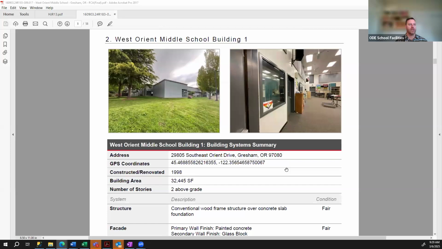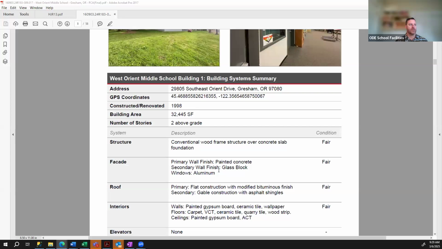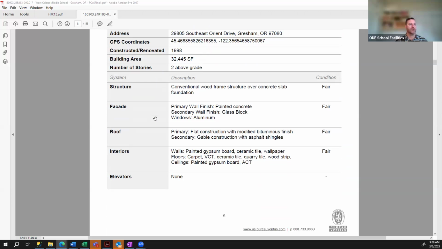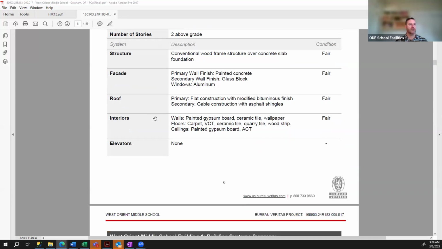All right, so then we get into the individual buildings within the report. It's in no particular order. Usually they just break them out here. So West Orient Middle School gives you the address and the GPS, when this was built, square footage and things like that. And then here's the high level overview of individual systems.